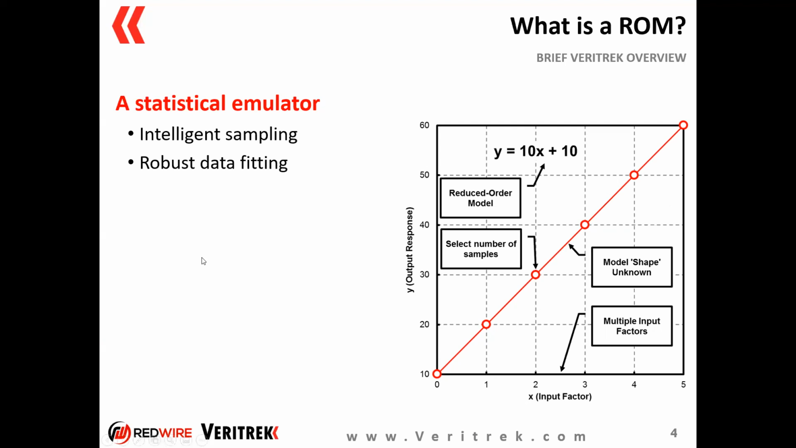Veritrek also deals with multiple output responses. So not just a single output response, as we'll see later, but tens, maybe even hundreds of output responses. And then I also just want to mention that Veritrek provides the intelligent sampling. So how do we fill this design space with enough training data that we can do an effective job of making a ROM, without generating too much training data and adding additional computational expense?